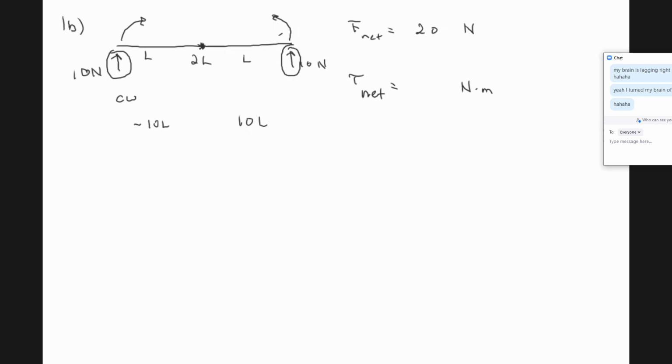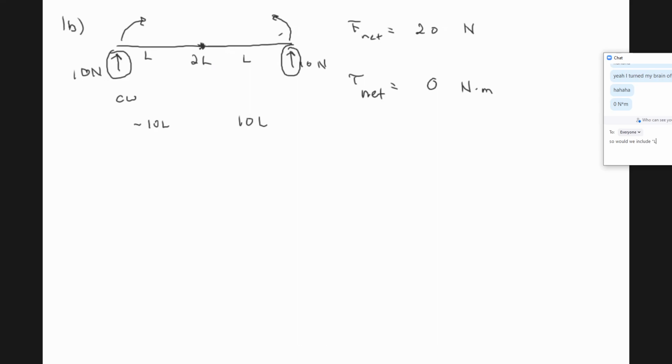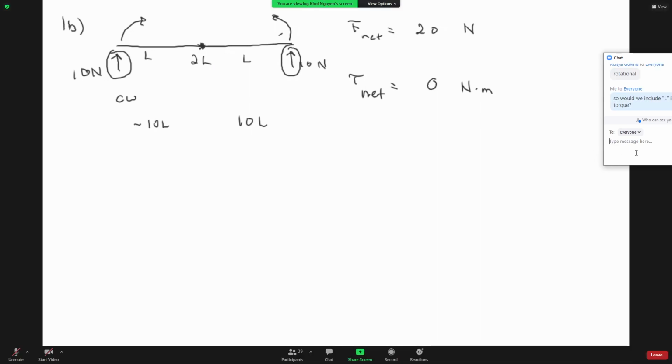So negative 10L Newton meters plus positive 10L Newton meters gives us 0 Newton meters, like Brooke said. Okay. So what type of equilibrium are we in? Translational, rotational, or static? Very good, Aditya. We're in rotational because the sum of all the torques is equal to 0.